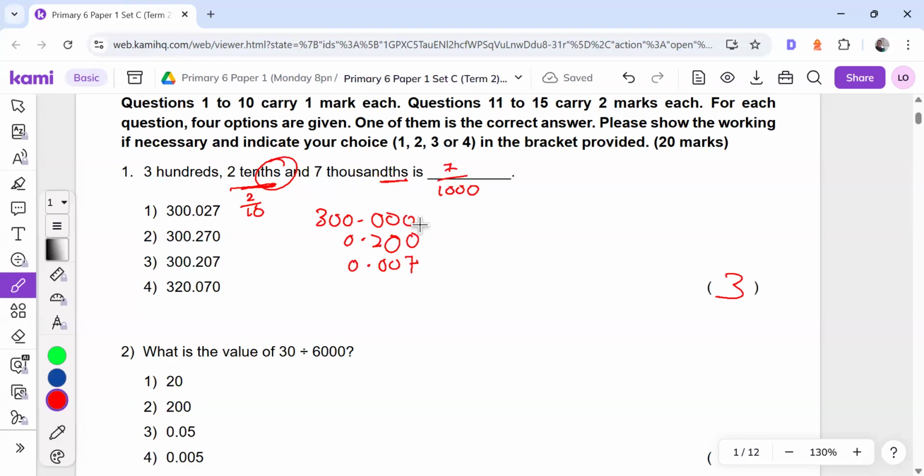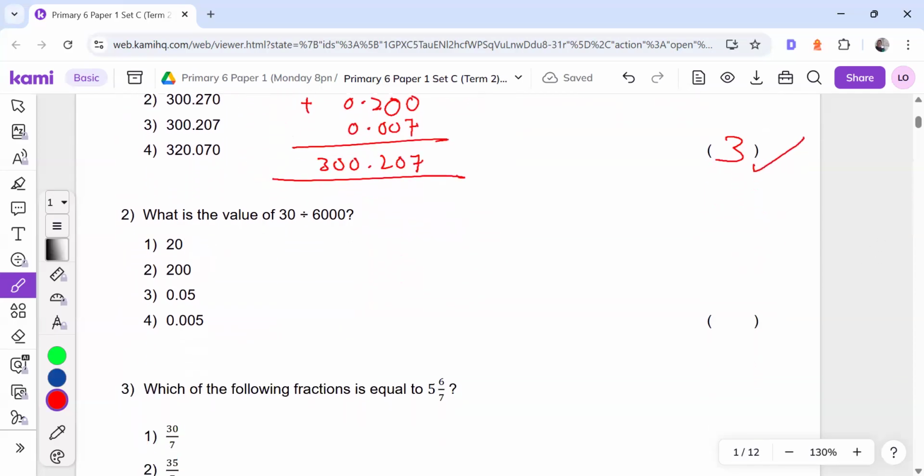If you are not good with doing this, you need to change all of them into numerals. And then after that, what do you do? Then you just add the numbers together. And that's how you get your answer number 3. Okay, so this is the more effective way to get the answer if you don't know how to do it. All right. Okay, question number 2.